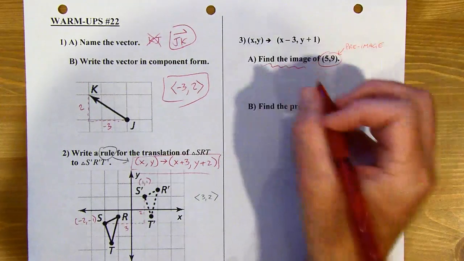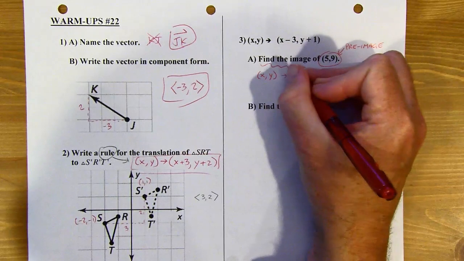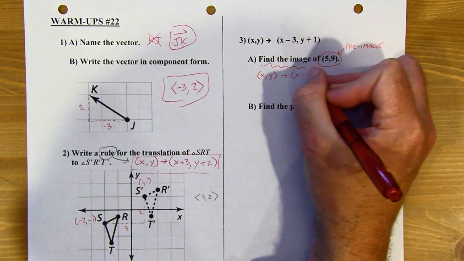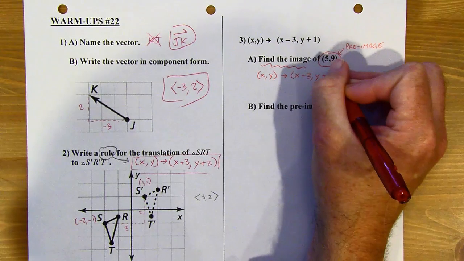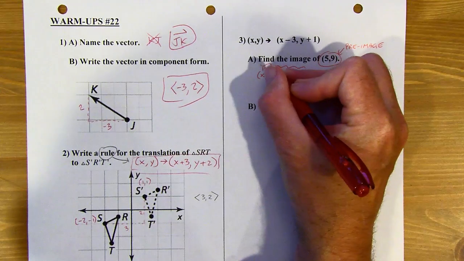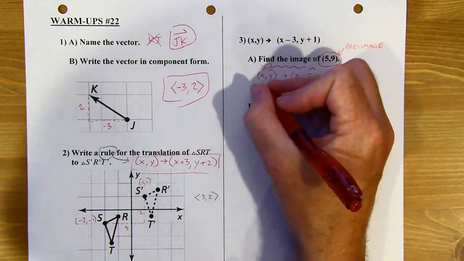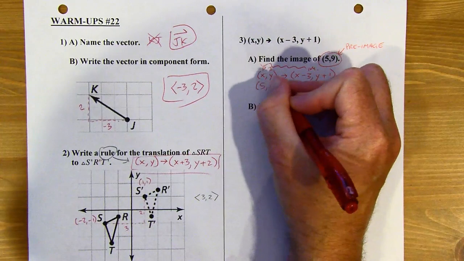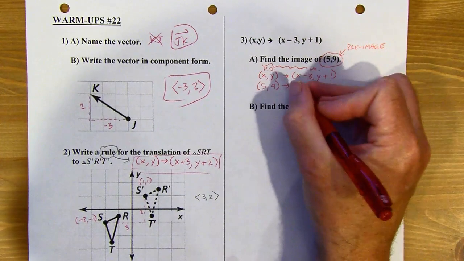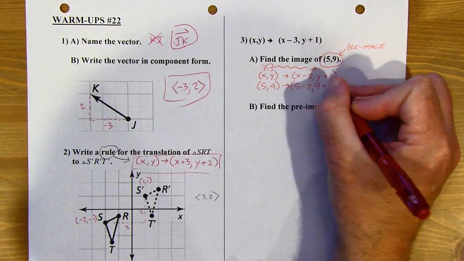I've got this rule, and I'm just going to plug in the x and the y. Because I already know what the pre-image goes right here, right? This is my pre-image, and this is my image. Okay, so 5, 9, I'm going to put in here, and that means I'm just going to plug in a 5 for the x, and I'm going to plug in a 9 for the y.